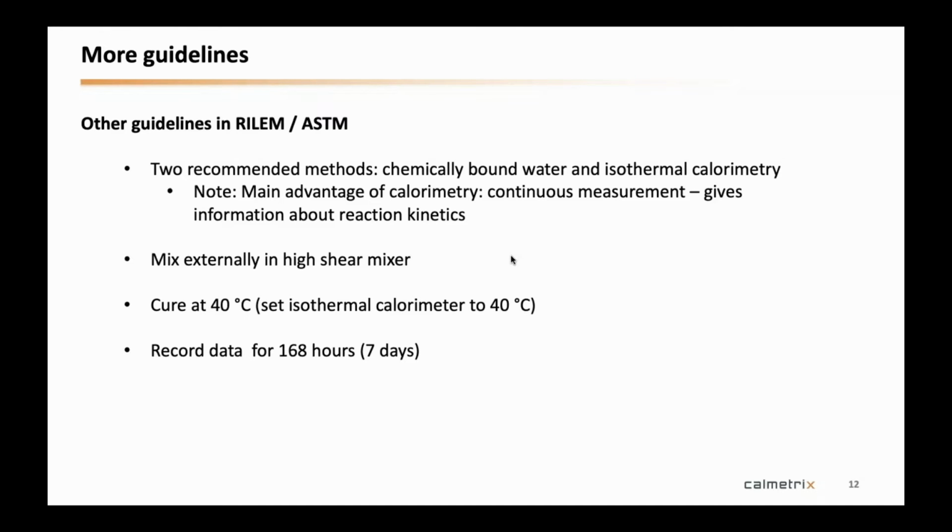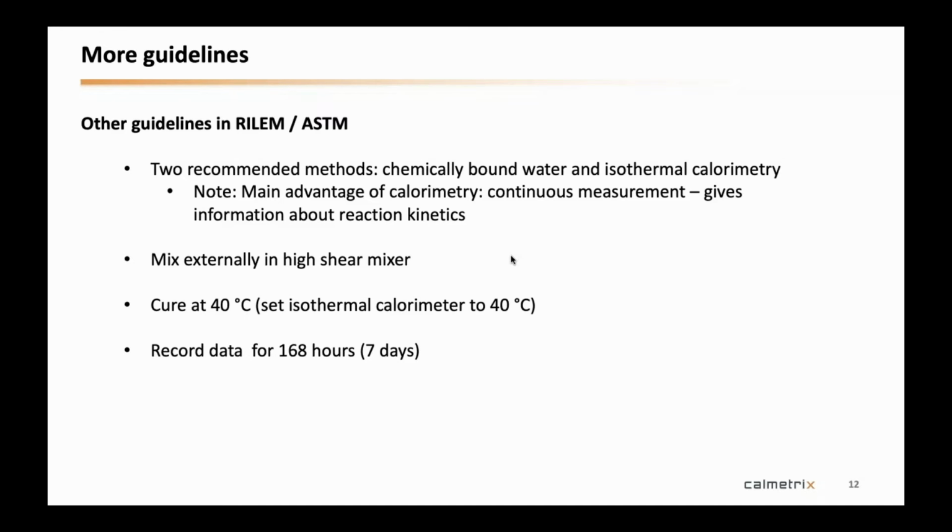Both calorimetry and chemically bound water will get you a total reactivity measurement. Now, besides the fact that I'm a little biased because I'm a calorimeter guy, the main advantage of calorimetry here is that you get the continuous measurement that you would not get with chemically bound water. This continuous measurement tells you something about reaction kinetics. You have this continuous curve, and it is very telling, and we'll see in a few examples later that it's quite interesting.